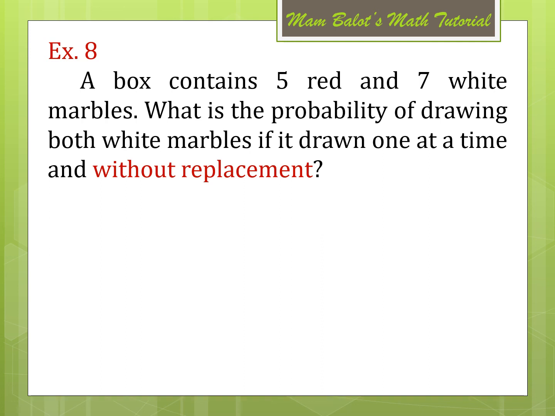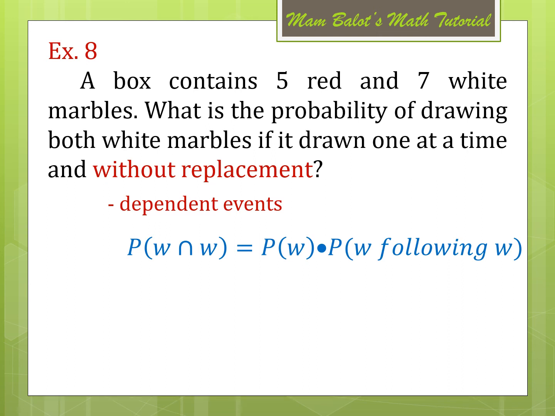Next example. In the same box, what is the probability of drawing both white marbles if it is drawn one at a time and without replacement? Since we have without replacement, this is a dependent event. So using our formula, the probability of getting a white intersection white is equal to the probability of getting a white times the probability of getting a white following white.